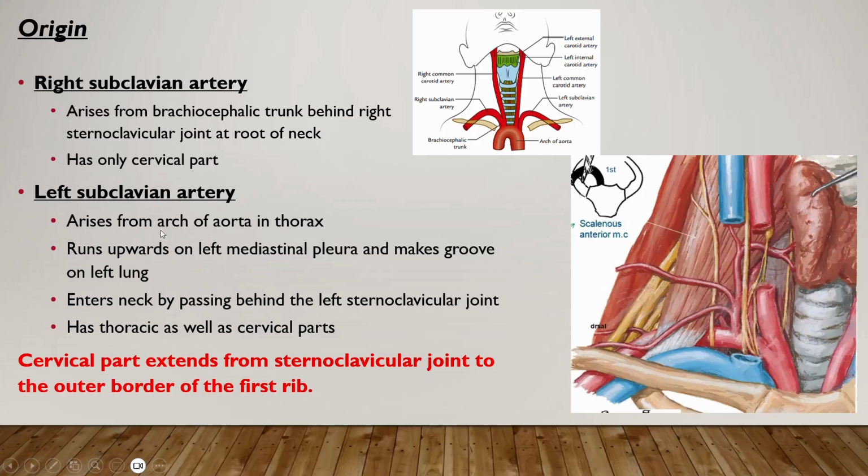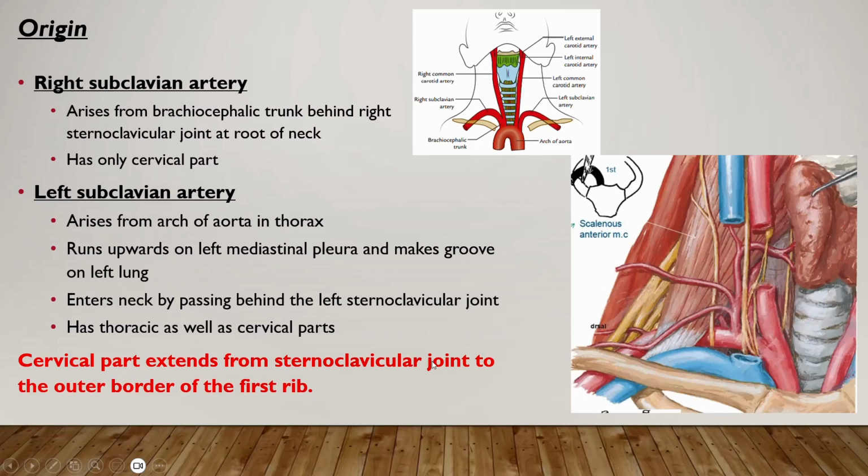Okay, the left subclavian artery arises from the arch of aorta. You can see here it is arising from the arch of aorta, runs upwards on the left mediastinal pleura, and it makes a groove on the left lung, and it enters the neck by passing behind the left sternoclavicular joint. Okay, so it has thoracic as well as cervical part. You can see here this is the brachiocephalic trunk. That is why the right subclavian artery has only the cervical part, but the left subclavian artery is arising from the arch of aorta. That is why it has a thoracic and a cervical part.